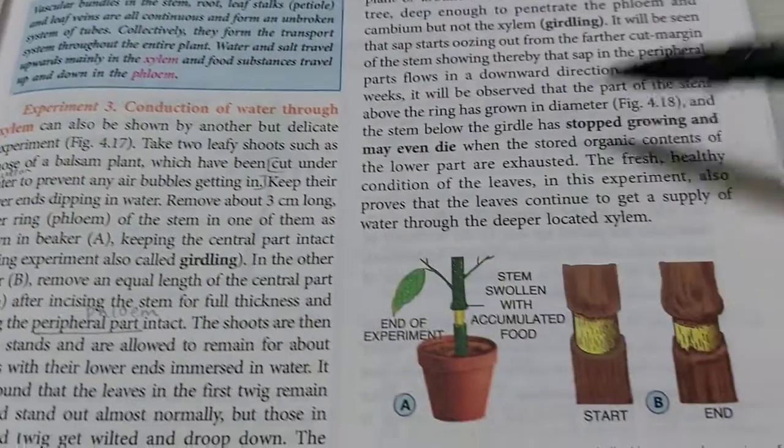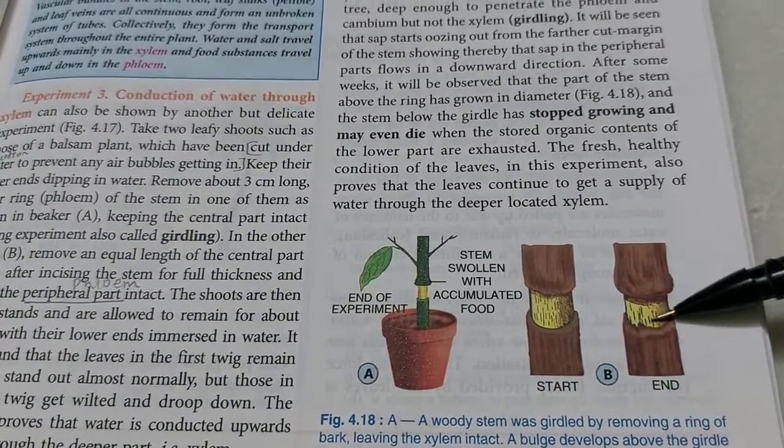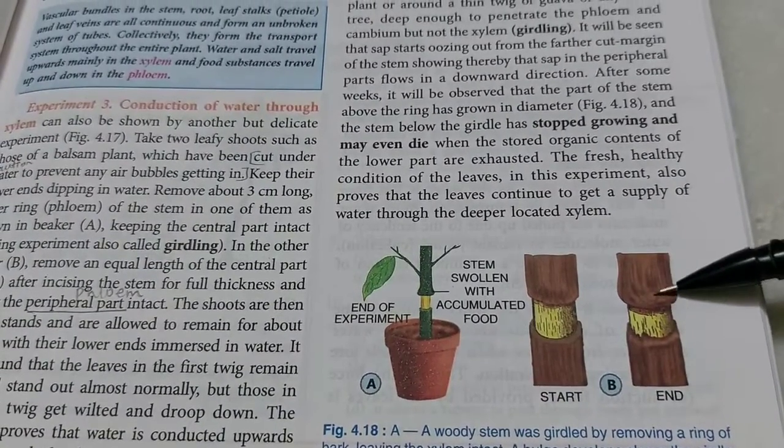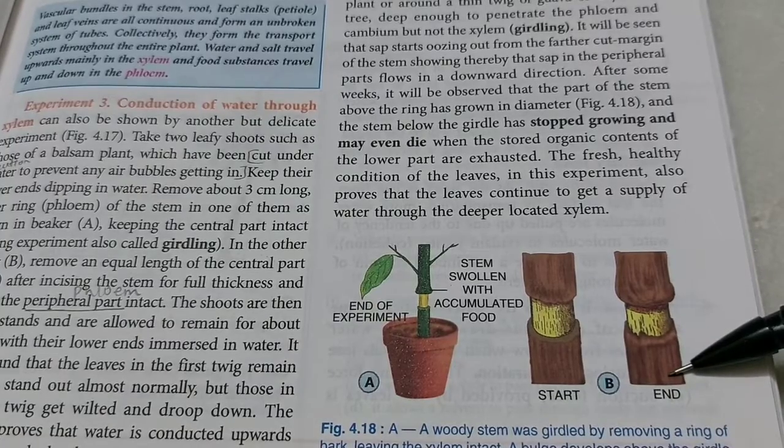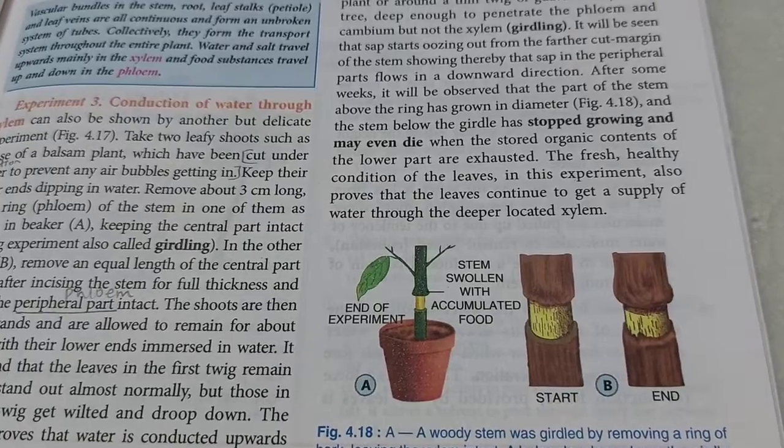This girdling method is used to kill trees. If there is a huge tree and you can't really cut it down, then just remove the phloem part of it. Slowly the food will be accumulated on top of it because it cannot go downwards. The roots will die of starvation and then the whole plant will die.